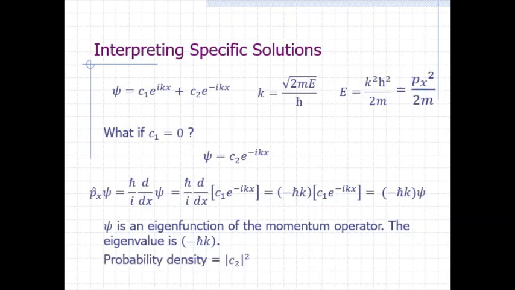As for probability density, it's easy to show that it's constant and is equal to the square of the absolute value of C2. Again, we see the uncertainty principle demonstrated here. Since the momentum is well defined, we completely lose information about the location of the particle. The probability density for locating the particle is uniform from x equals negative infinity to x equals positive infinity.